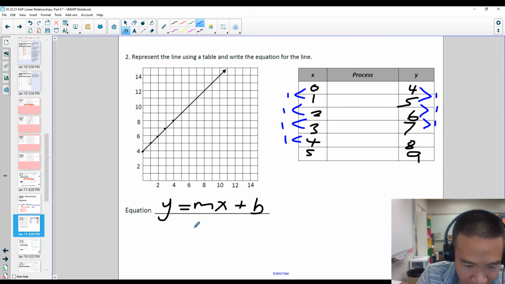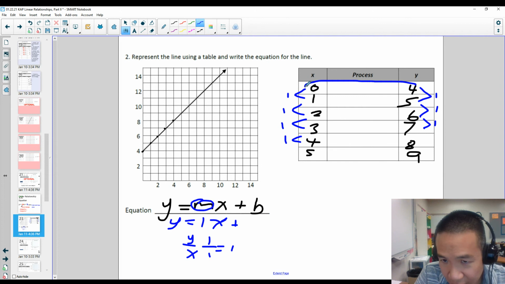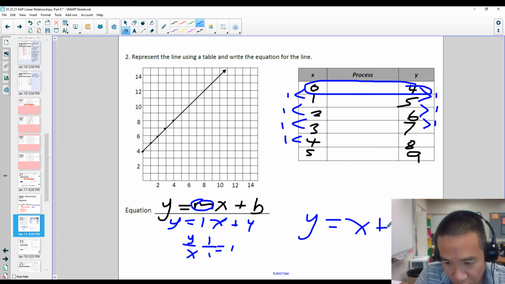So, the rate of change is the change in y over the change in x. So, it's 1 divided by 1 is 1. So, this will be represented by 1. And now, what is the initial? It started at what? 0 started at 4. So the equation is y equals x plus 4.